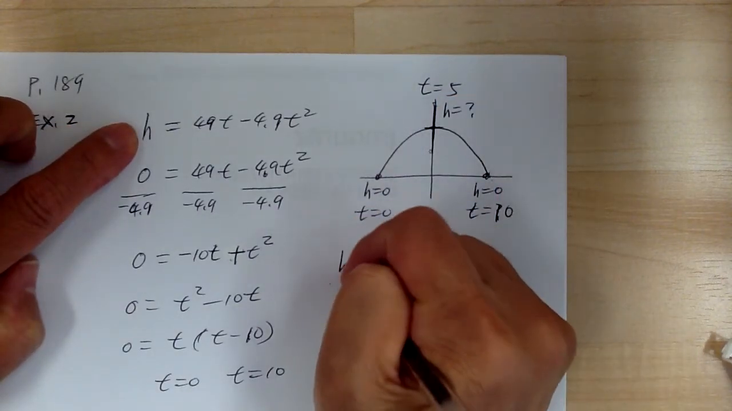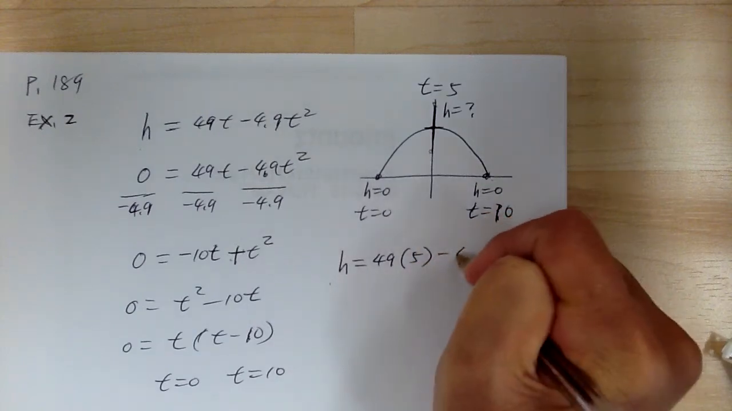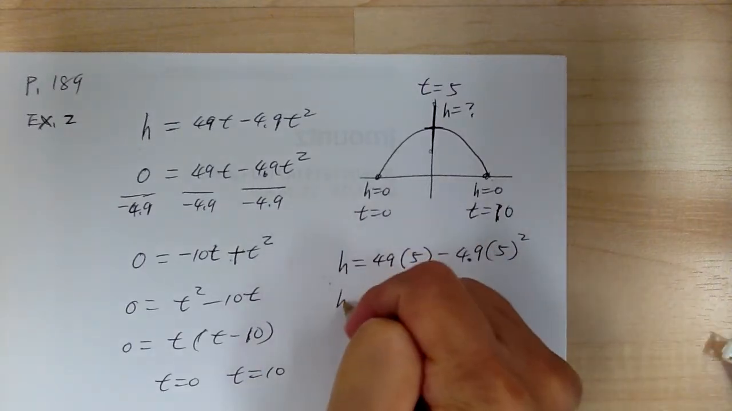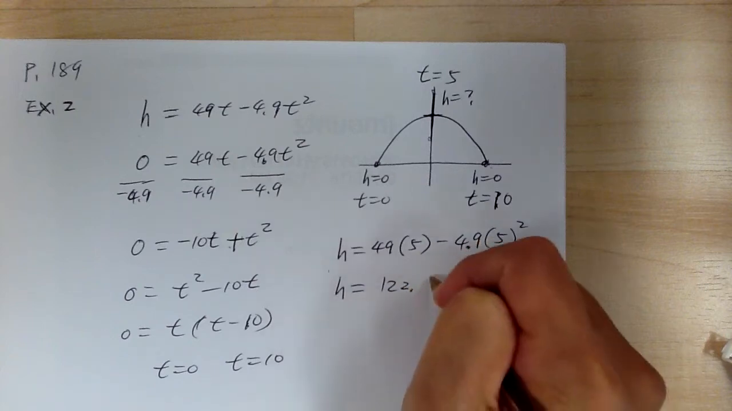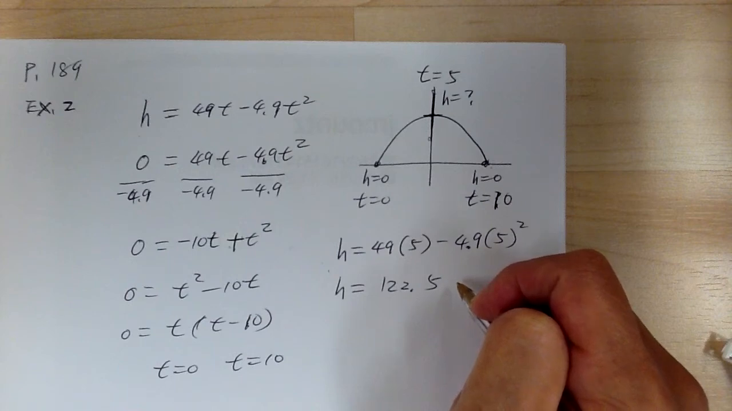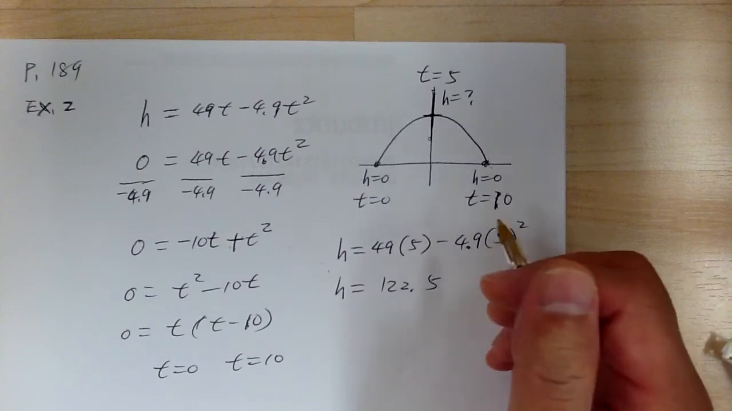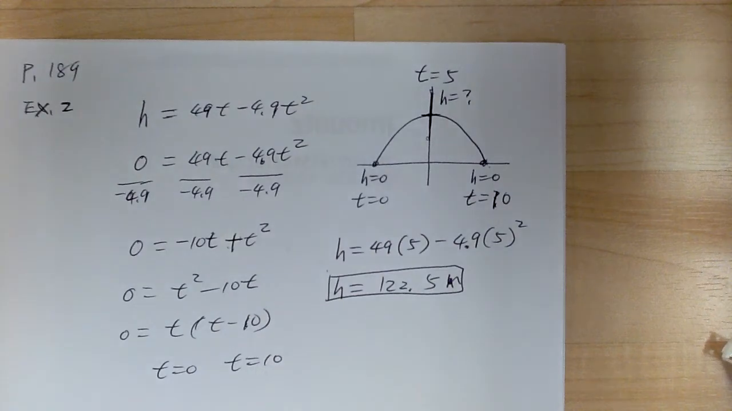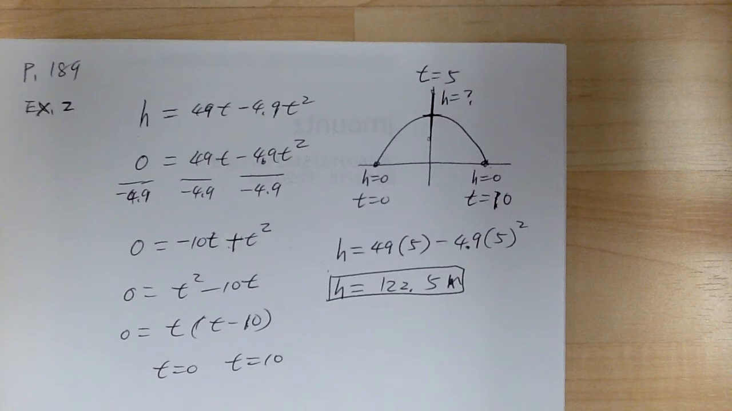So use the equation again. So you got 49 times 5 minus 4.9 times 5 squared. Okay, you work it out. So h equal to 122.5. And the label would be meters. There you go. Okay, and that's it. So you have to use the equation over and over. Okay, now let's go and do one more example.